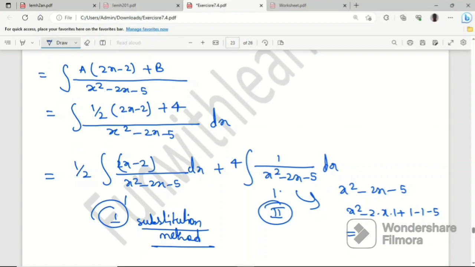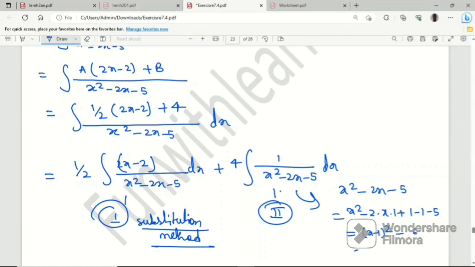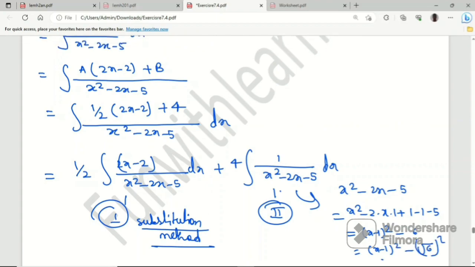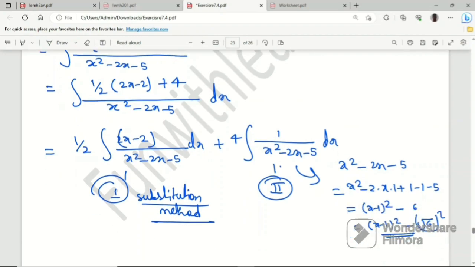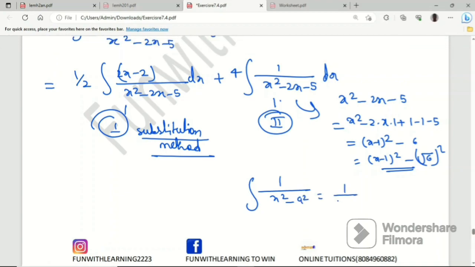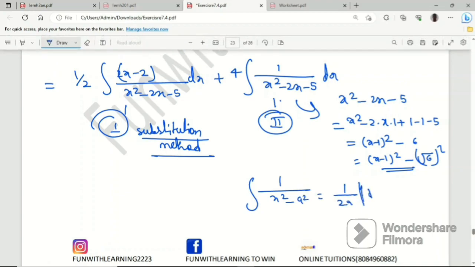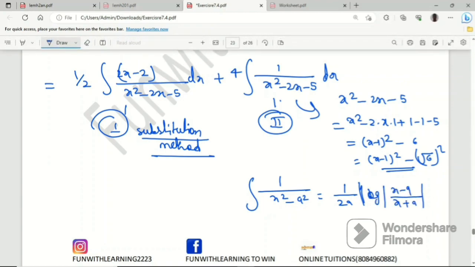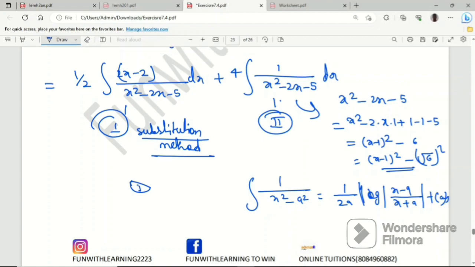So it will become x minus 1 whole square minus 6. I can write (x minus 1) whole square minus (under root 6) whole square. So again, you can use the formula of x square minus a square, and you know the formula for x square minus a square. It will be 1 upon 2a log of (x minus a) upon (x plus a) plus c as our answer. So whatever 1 and 2 will come, you can add them, and this will be your final answer.